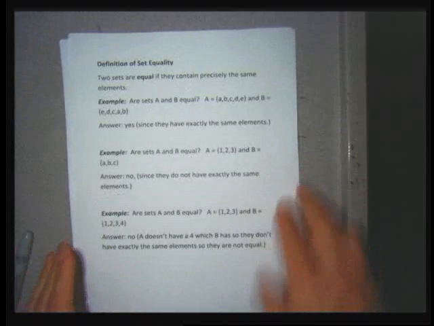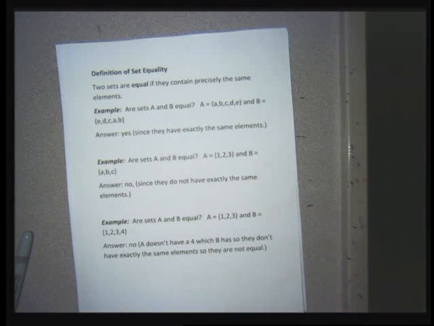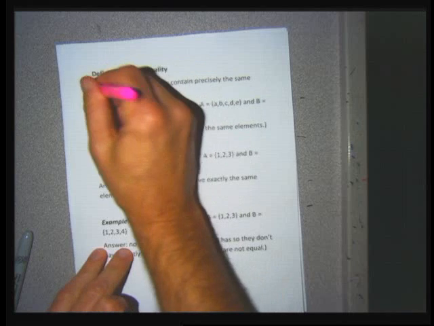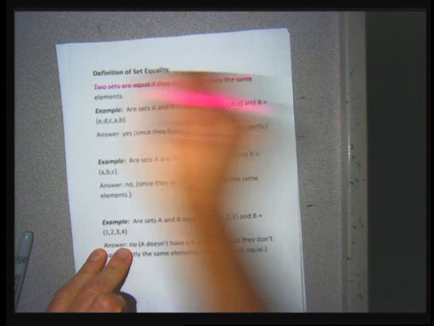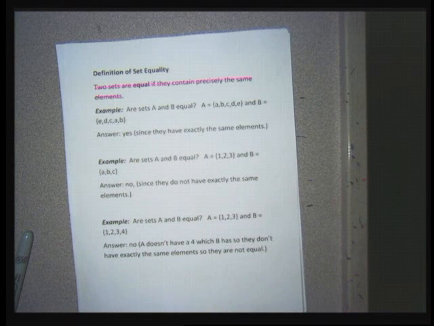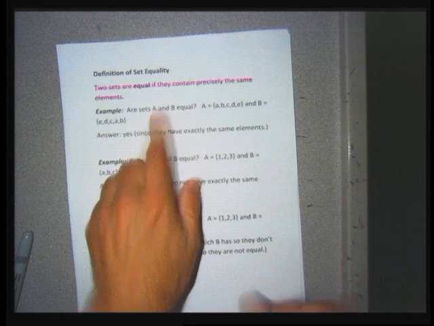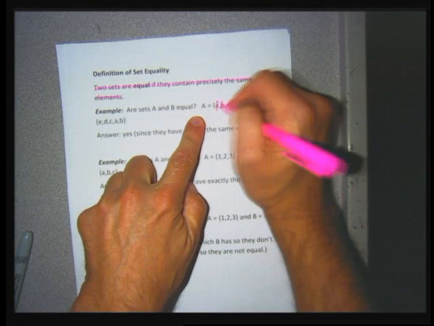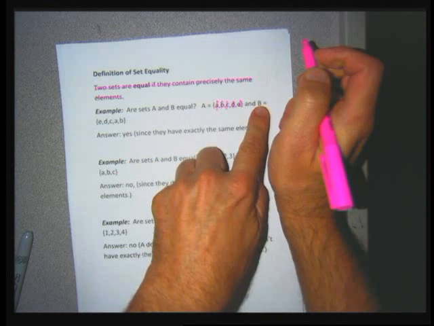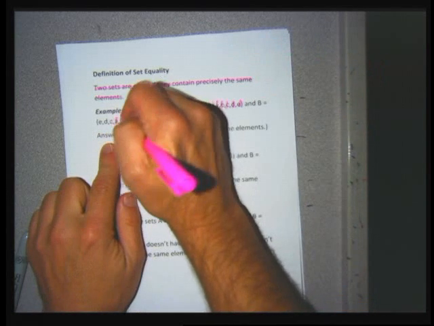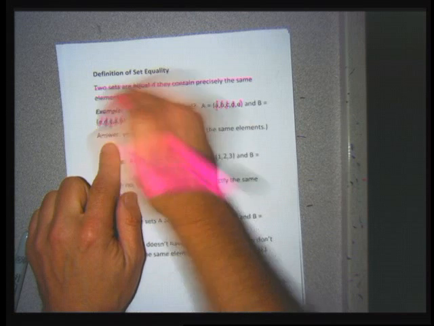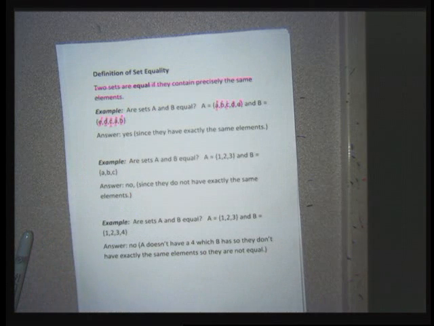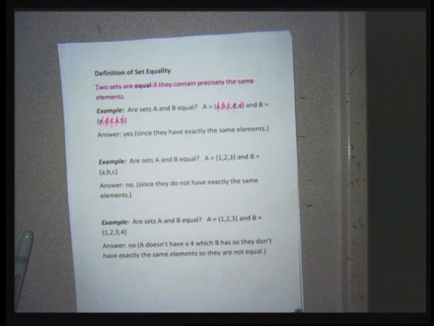All right, so the first of the two words that we need to understand is equal, and that's a word that we're used to, at least outside of sets. Two sets are equal if they have exactly the same elements. So here's an example. Are sets A and B equal? Well, A has the elements A, B, C, D, and E, and B has the elements A, B, C, D, and E written in different orders. That doesn't keep them from being equal. If they have exactly the same elements written in different orders, they're considered equal.